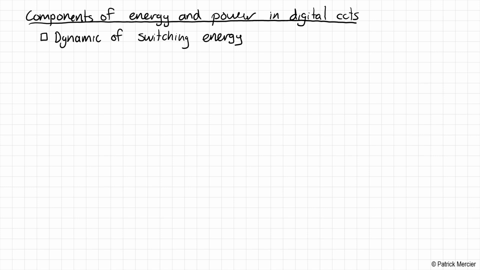And what we mean by this is energy that is consumed due to the process of charging and discharging capacitance. This could be gate capacitance, drain capacitance, parasitic wiring capacitance, capacitance that exists anywhere in our circuit. When we go from a logic 0 to a logic 1, we will charge or discharge parasitic capacitance, and that causes some degree of energy consumption.